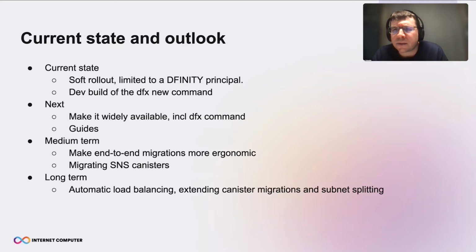For SNS canisters, it's particularly awkward that, first of all, you don't have access to it using DFX. And second, downloading a snapshot and then re-uploading it isn't really fully on chain. Long term, kind of the North Star of all of this work would be automatic load balancing. I mean, we are quite far from that, but canister migration is an important step towards it, as is subnet splitting, which is a related feature that you'll hear more about in an upcoming Global R&D.